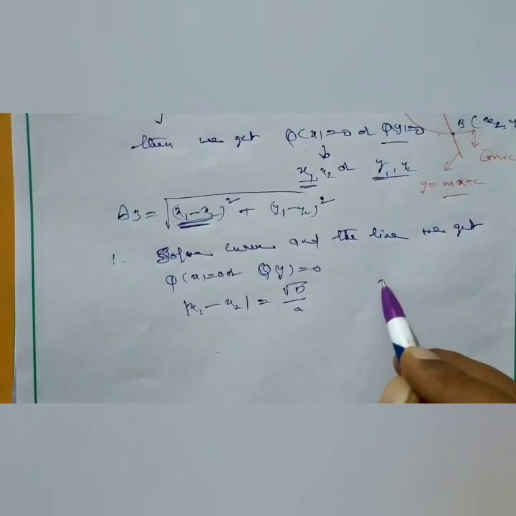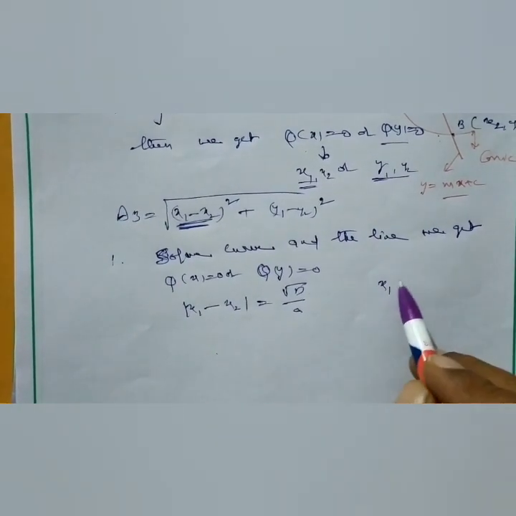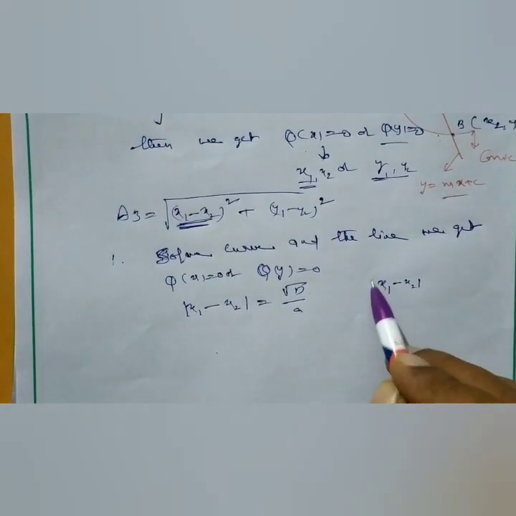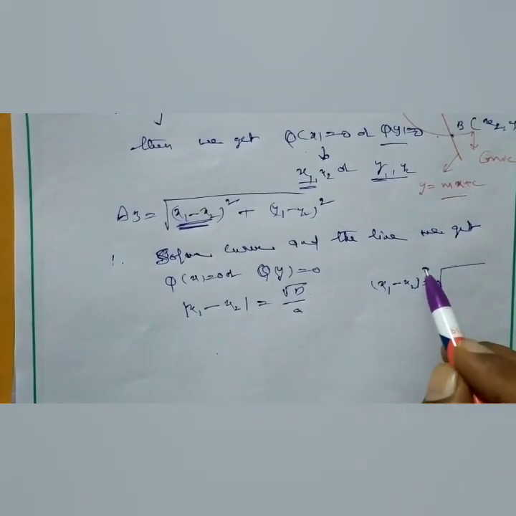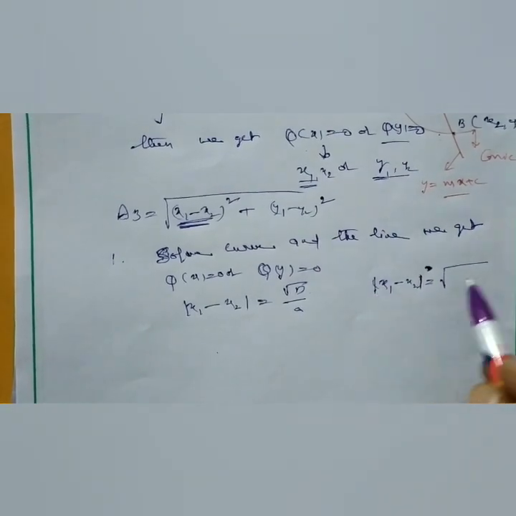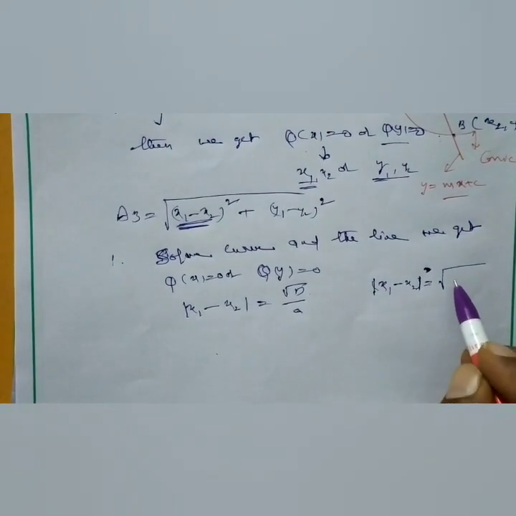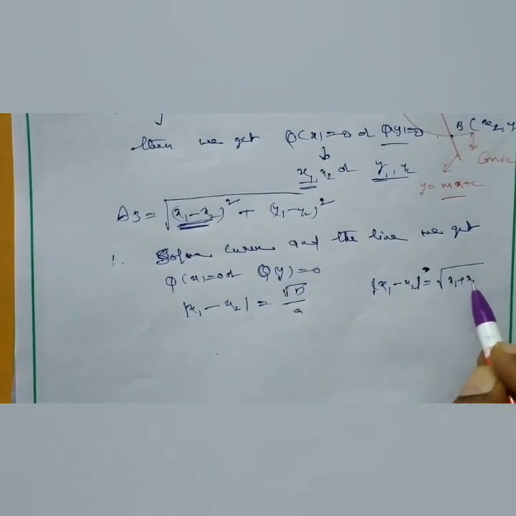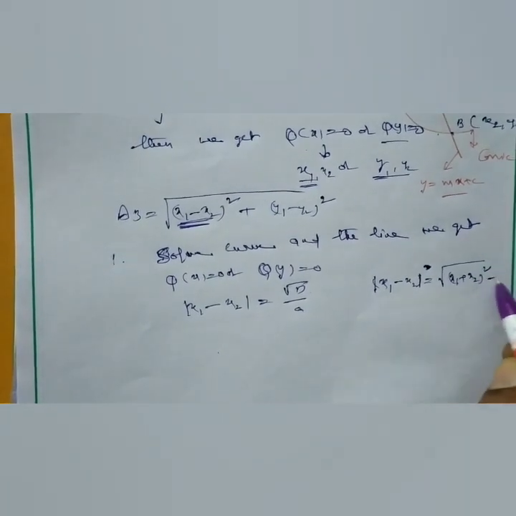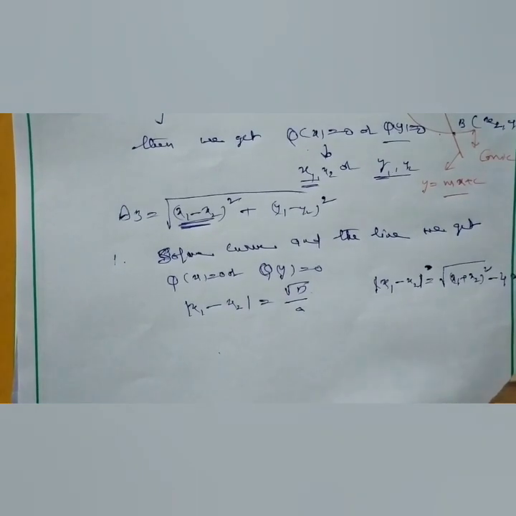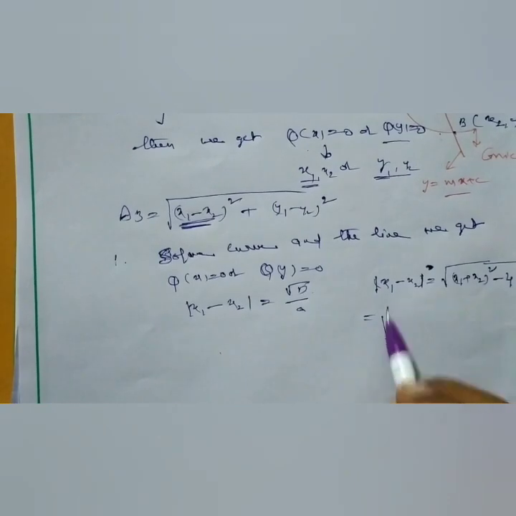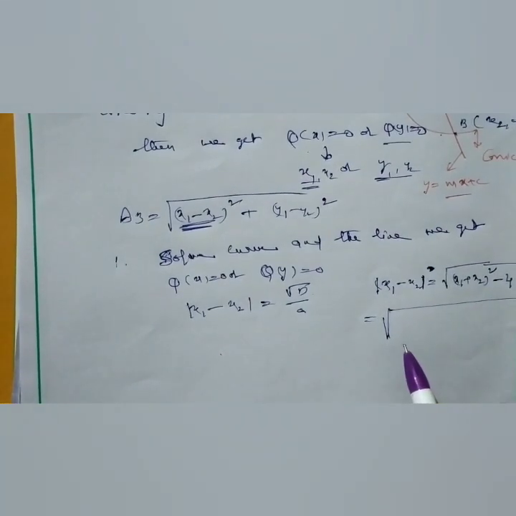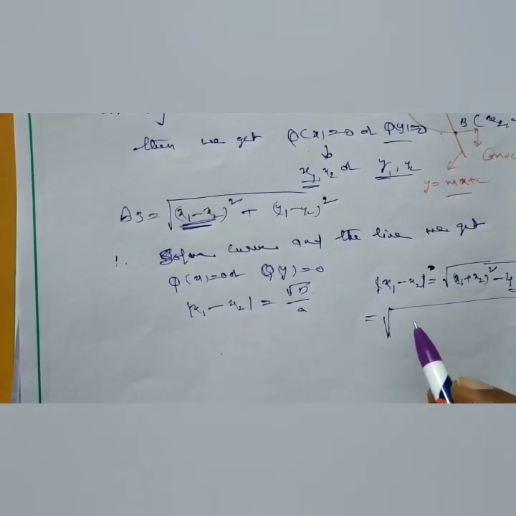How do we get it? We know already x1 minus x2 is equal to the difference of the roots, equal to the square root of (x1 plus x2) whole square minus 4 x1 x2. This is the formula.